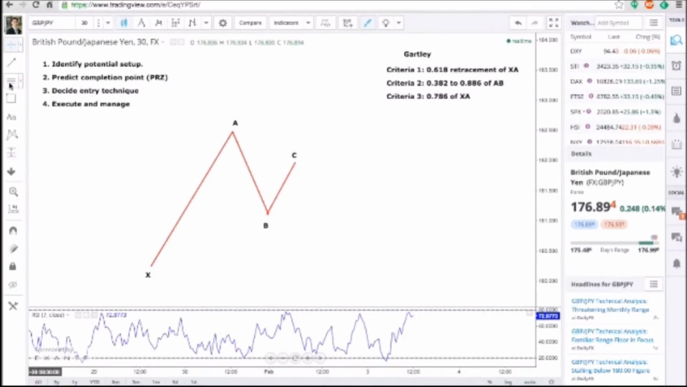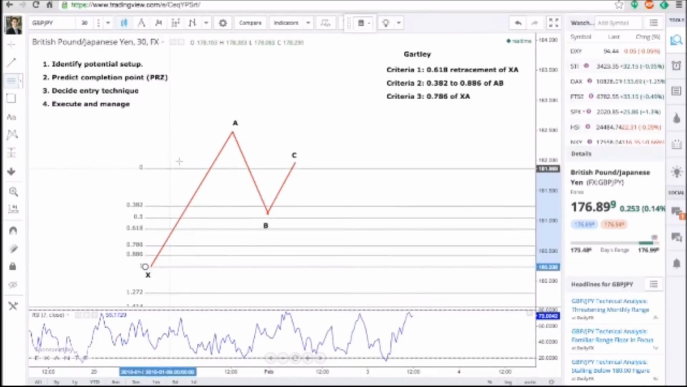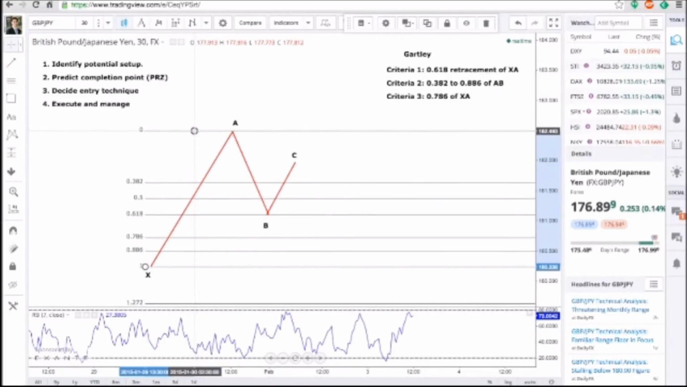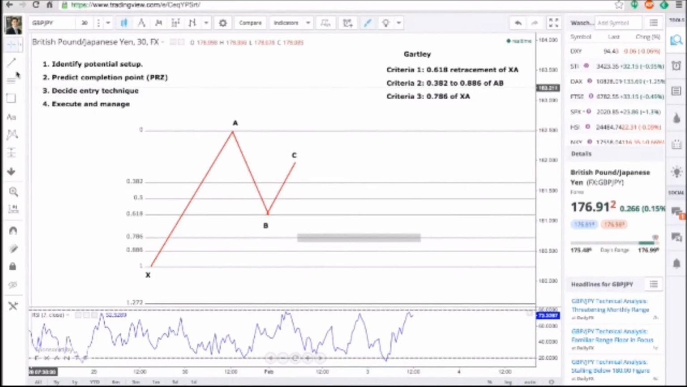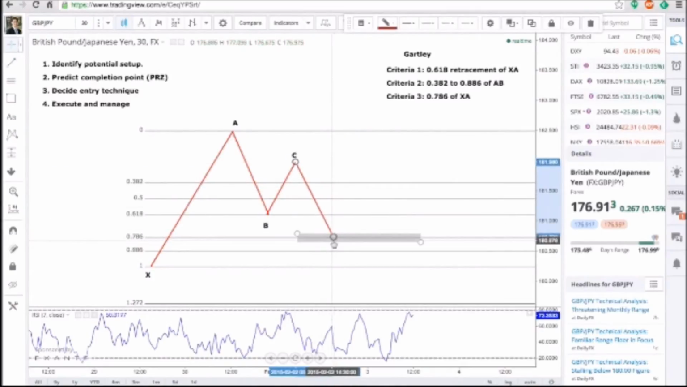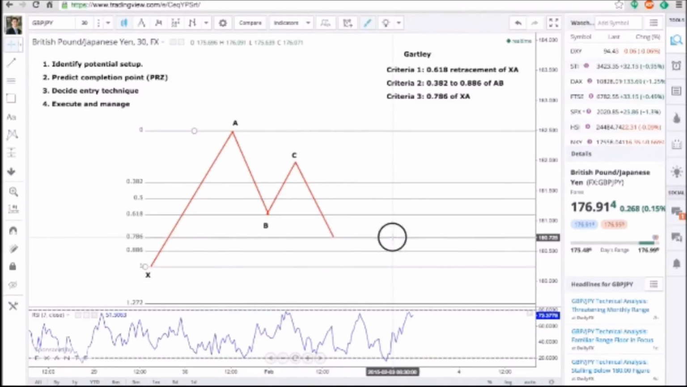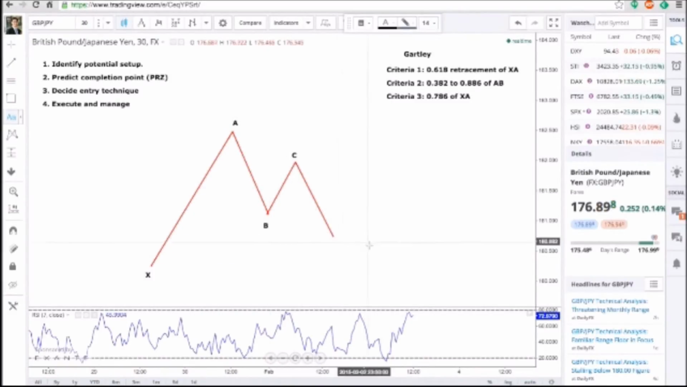Right, so what we do is we again take the retracement tool and measure from the X leg to the A point. And what we are interested in is this level, the 78.6. So if price comes to this area, we do have a completed pattern. Alright, so then this will naturally be your D point.